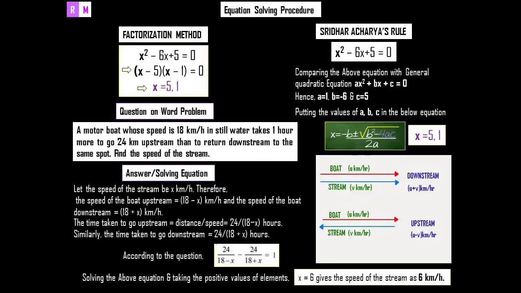In this section, I have shown two types of equation solving procedures. Number 1, factorization. Number 2, Sridhar Acharya's rule. I have also given both types of examples with quadratic equations, related word problems and their solutions.